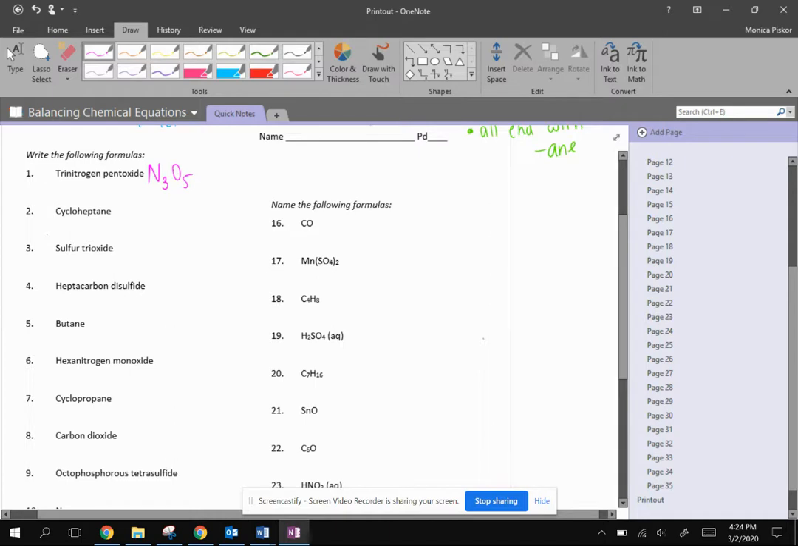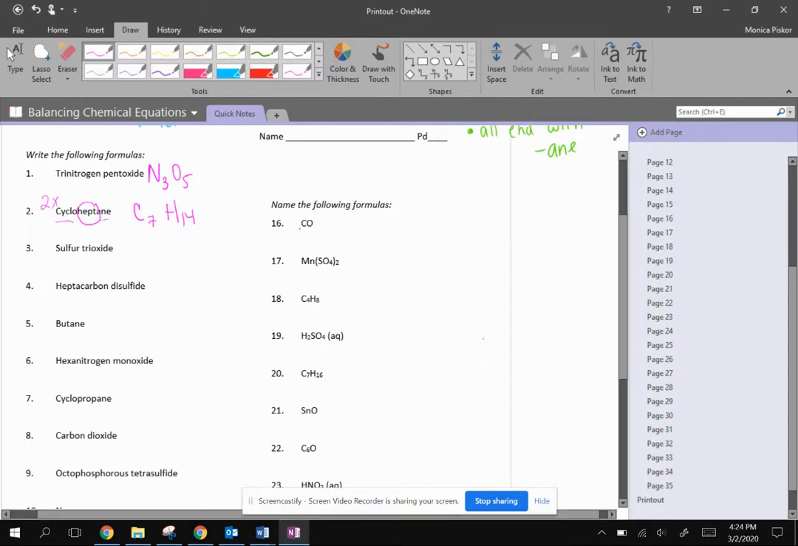Then look at number 2, cycloheptane. It has cyclo, it ends with ane. This tells me it's a hydrocarbon. So I know it's carbon and hydrogen. Hept means 7, so that's 7 carbons. Cyclo means I have exactly double the amount of hydrogens as I do carbons. So there are 7 carbons. 2 times 7 is 14, so cycloheptane is C7H14.